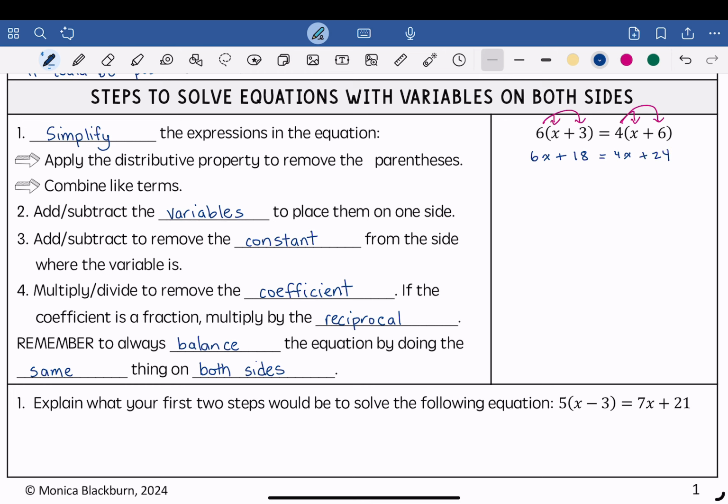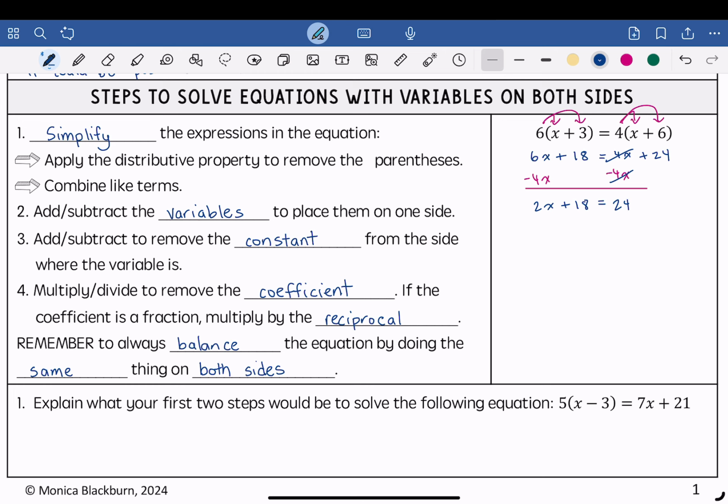Now I'm going to decide whether to isolate the variable on the left or on the right side. I have 6x here. If I do 6x minus the 4x, it will give me positive 2x, versus 4x minus 6x will give me negative 2x. So I'm going to isolate the variables on the left side, so I have to subtract it from the right side. And whatever you do on one side, you do to the other. So 6x minus 4x is 2x, plus 18 is equal to 24.